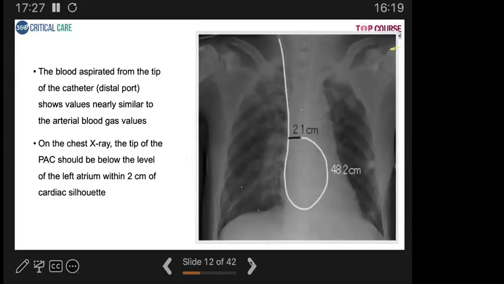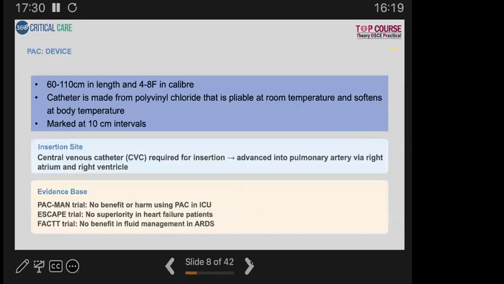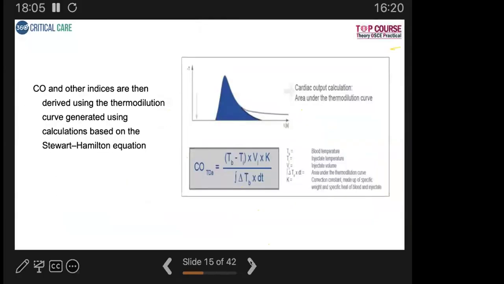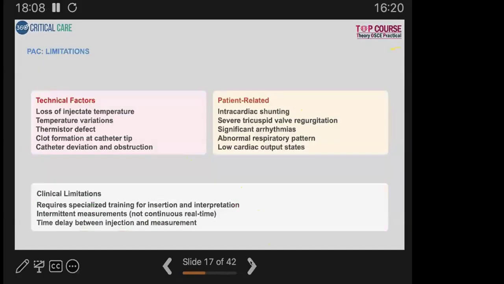Okay. If you see the evidence for the pulmonary artery catheter, I have just mentioned the important trials. The PAC-Man trial showed no benefit or harm using a pulmonary artery catheter in the ICU for hemodynamic monitoring. The ESCAPE trial was specifically in heart failure patients, and it didn't show any superiority over other methods for hemodynamic monitoring. And the FACT trial, in ARDS, showed no major mortality benefit by using a pulmonary artery catheter for hemodynamic monitoring. These are some of the named trials which say that there is no superiority of using a pulmonary artery catheter when compared to other cardiac output monitoring devices.